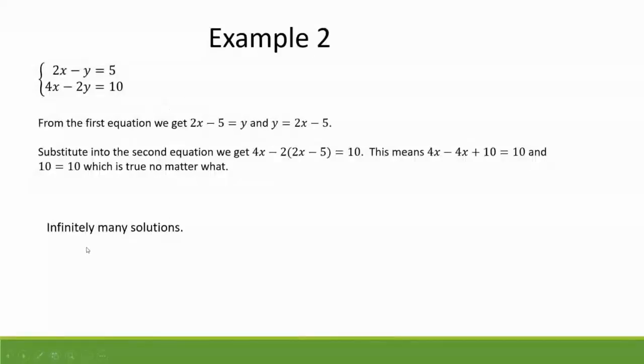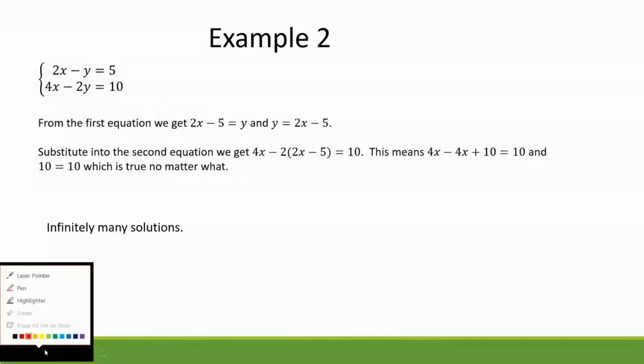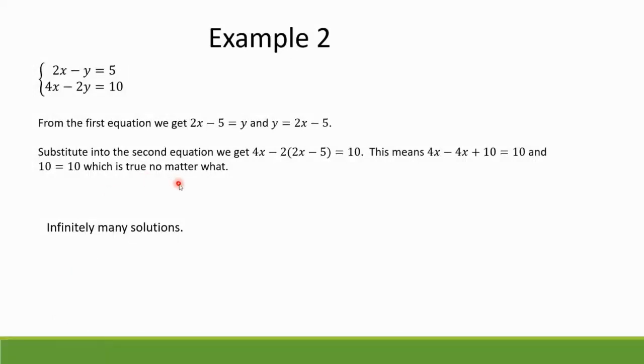So here what we have is, again, from the first equation, 2x minus y equals 5. So from here, just like before, we can get y in terms of x, namely y equals 2x minus 5. And then just like before, we substitute into the other equation. We have 4x minus 2y equals 10.